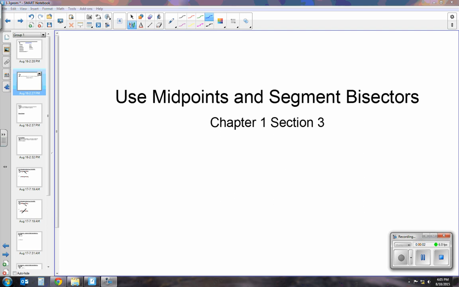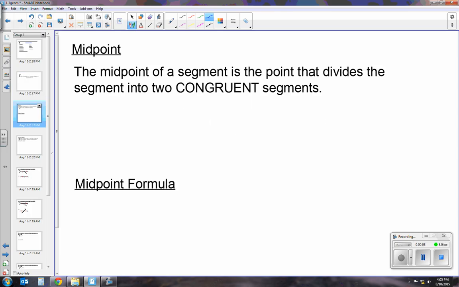Going to be talking about using midpoints and segment bisectors. So the first thing that I'm going to define is a midpoint. Now a midpoint is in the middle of a segment, and it cuts the segment into two congruent segments. And another word for congruent is equal. Okay? I'm going to show you what this looks like on a line segment.